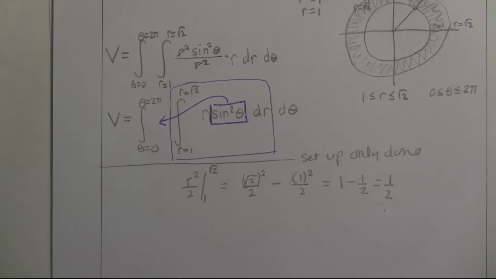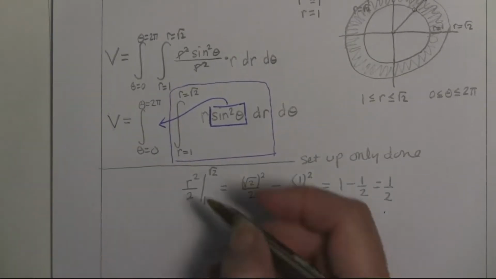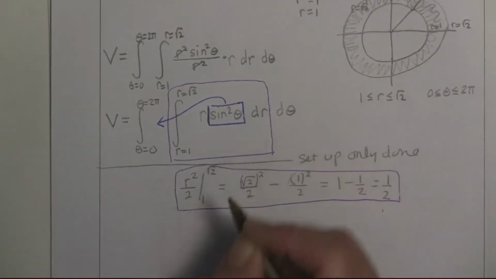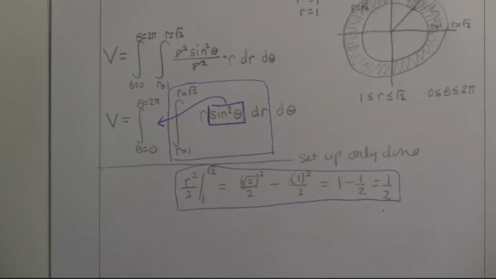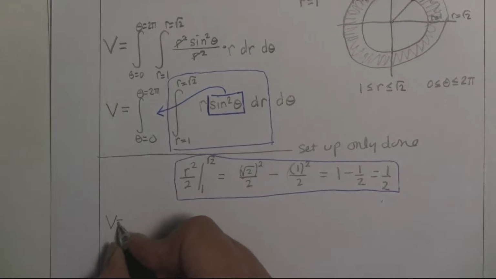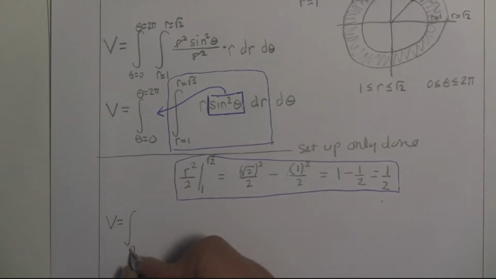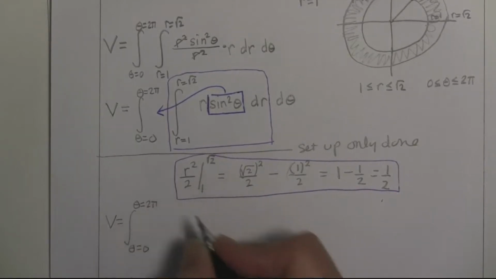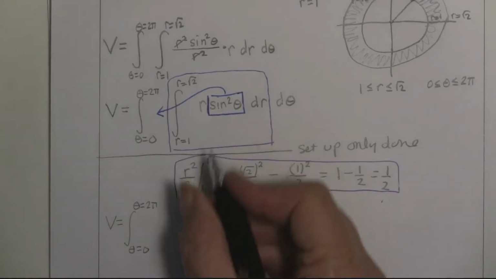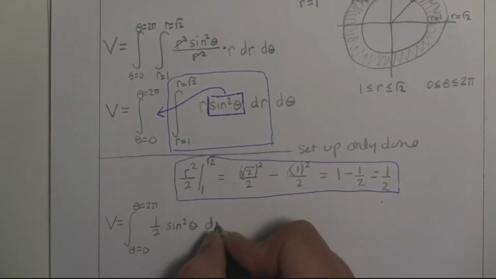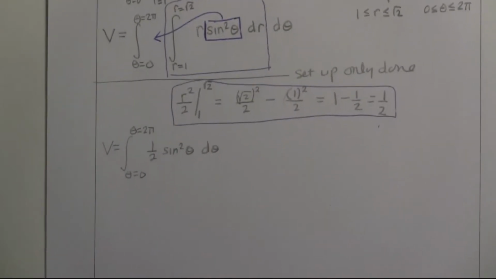So that's lovely. I'm going to put the purple box around it because that's what I just found in the purple box, so I can substitute purple box into purple box. And of course I moved this with the blue. So I'm going to have the volume equals the integral from theta equals 0 to theta equals 2 pi, and I'm going to have half and then sine squared theta d theta.